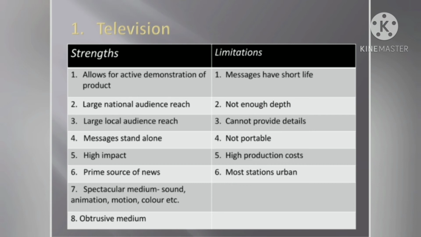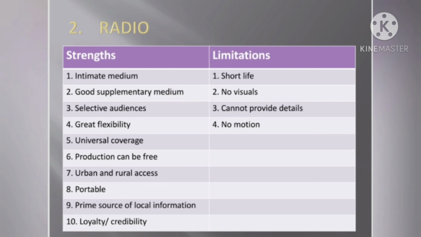Next one, it has high production cost, and most stations are urban. So rural people have difficulty in getting television. So that is also another demerit of television. So these are the strengths and limitations of television. Clear? Okay. So the next broadcasting media is radio.